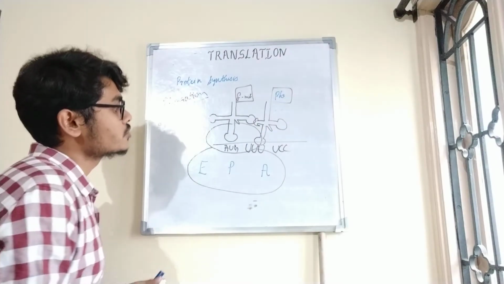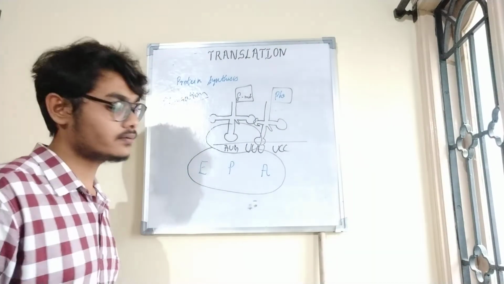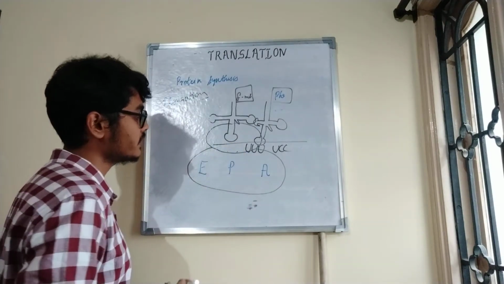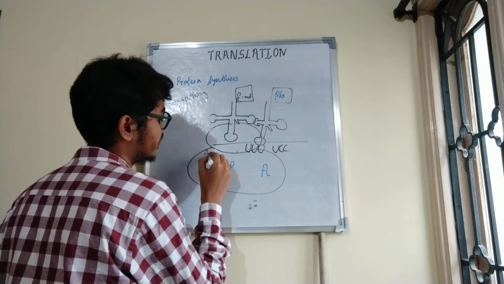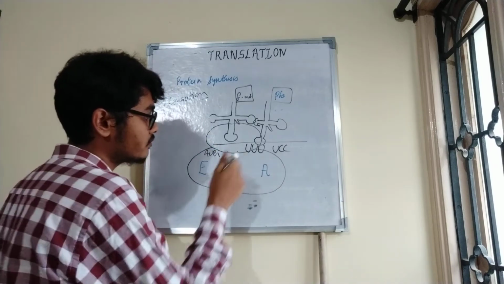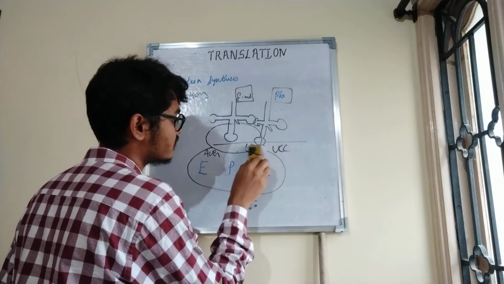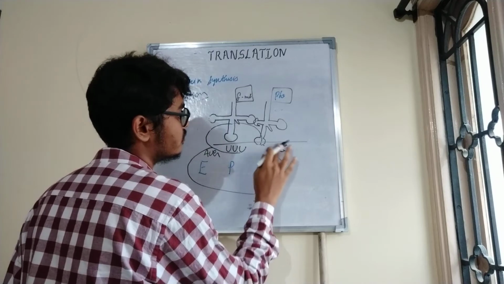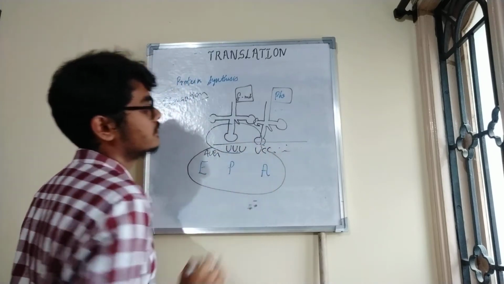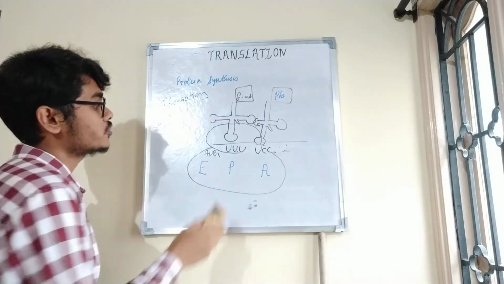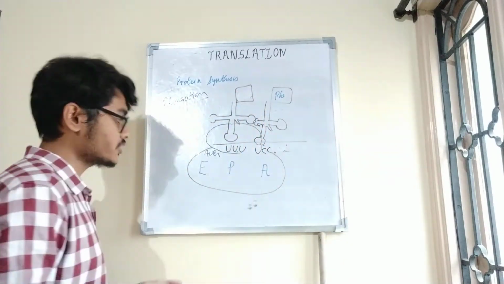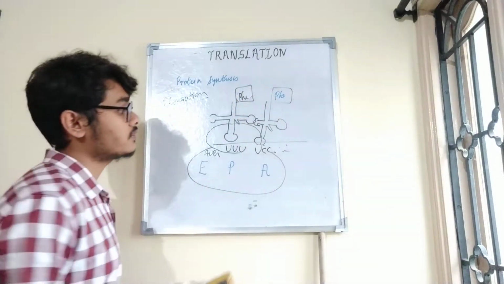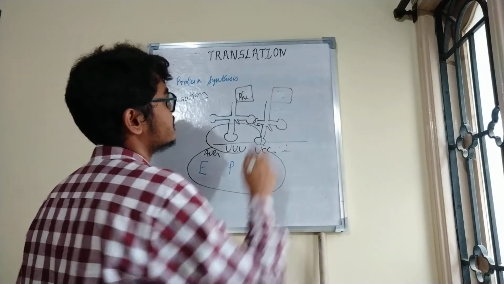So that's happening now. When the ribosome has shifted, what happens? This AUG comes to the site E, and this UUU comes to the site P, and this UCC comes to the site A. And the tRNA which reads the sequence UUU carries phenylalanine, and the amino acid which reads the codon UCC is serine.